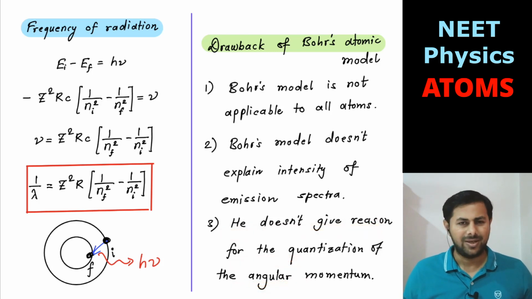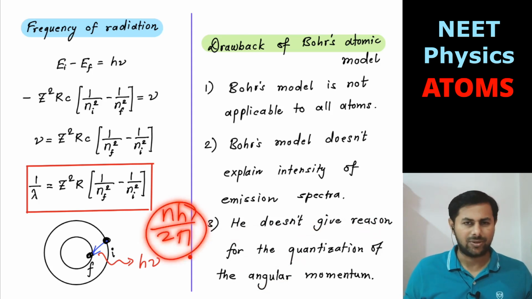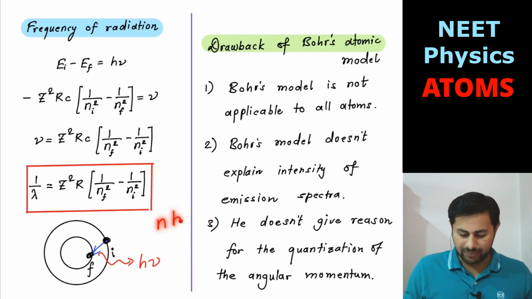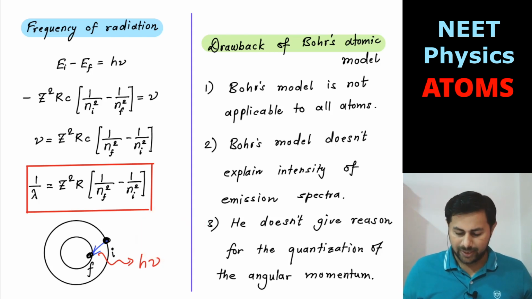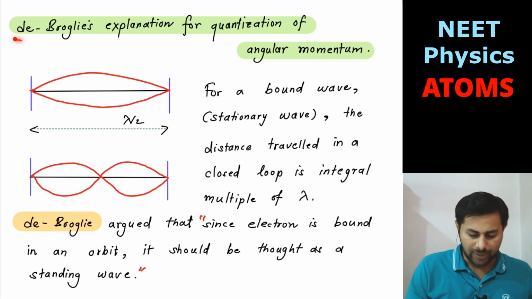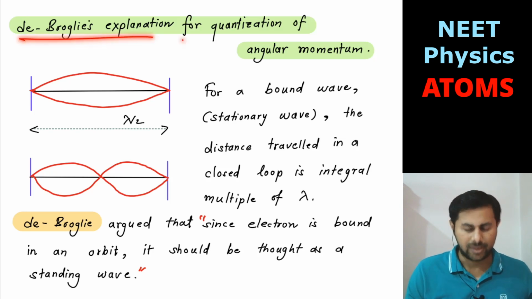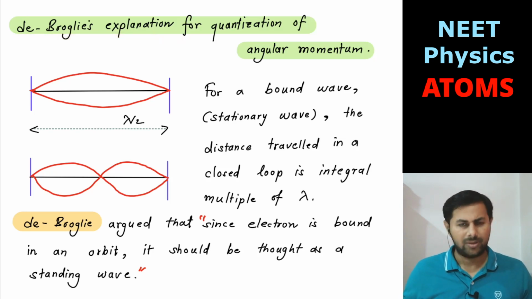And it doesn't give any reason for the quantization of angular momentum. We had seen that the angular momentum of an electron in the nth orbit is equal to n h by 2 pi. This is called quantization of angular momentum because it comes in a fixed quantity, n times h by 2 pi, right? But Bohr didn't give any reason for that. So let's see the reason. Actually, de Broglie was the person who explained the quantization of angular momentum using his de Broglie hypothesis.